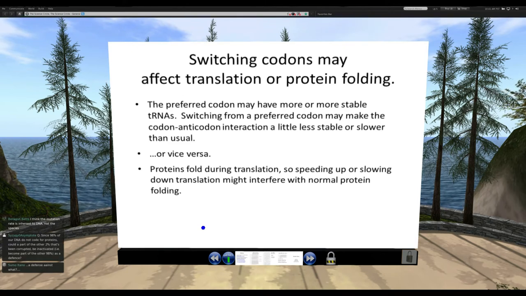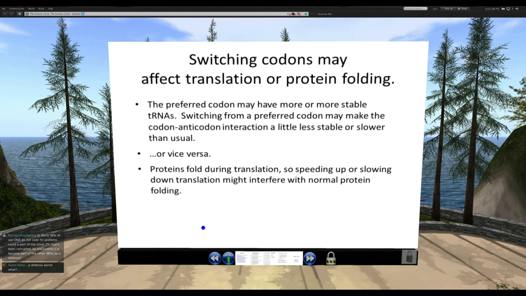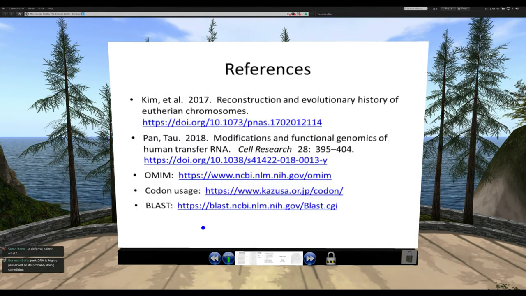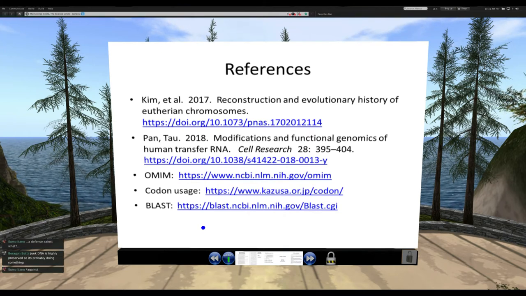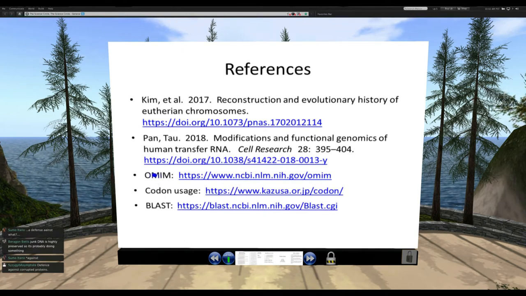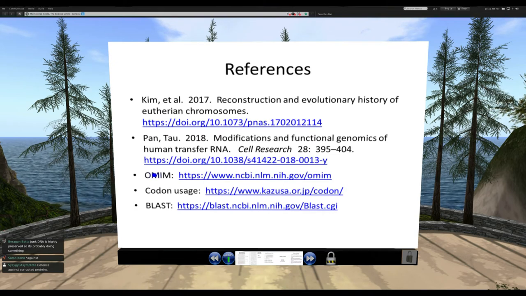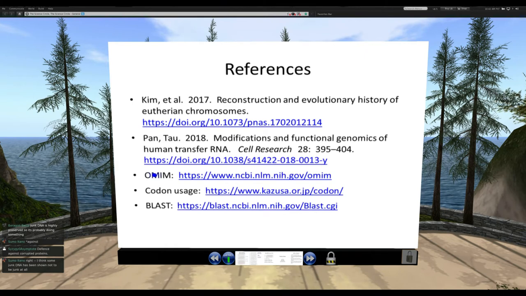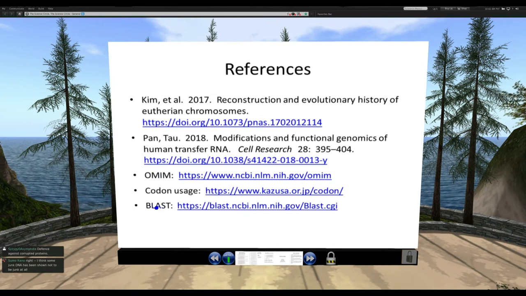And I'm going to show you the links to the software that will let you compare those. So this is OMIM. OMIM is Online Mendelian Inheritance in Man, and yes, it is man, sorry. This is all of the DNA sequences and the protein sequences for human genes. So humans are all in OMIM. This was where I found the codon usage, and this is what you want to use to do the comparisons.